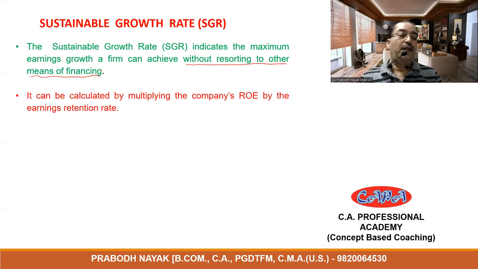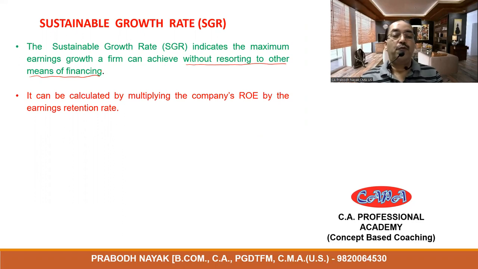It can be calculated by multiplying the company's ROE, return on equity, by the earnings retention rate. How much is retained out of the profits earned? So on that basis, we will be calculating the sustainable growth rate. So I require two things here. What are the two things? Return on equity and earnings retention rate. That is the balance of profits which are retained in the business after distributing dividends to equity shareholders.